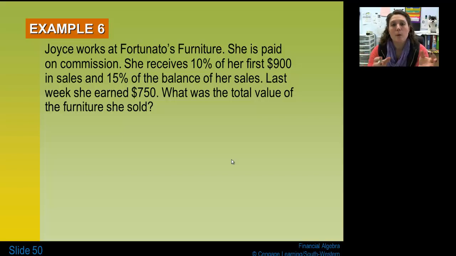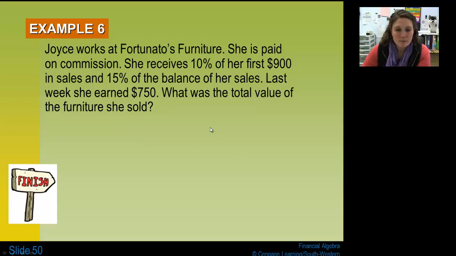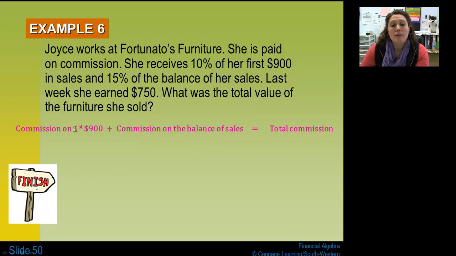So I'm looking for, this time, in the middle of my equation, the X value in there as opposed to the end result. They gave me the end result, which was $750. I need to figure out how much she sold in furniture. So you're going to finish this question, and I'm going to get you started on that. The commission on the first $900 plus the commission on the balance of the sales equals the total commission.